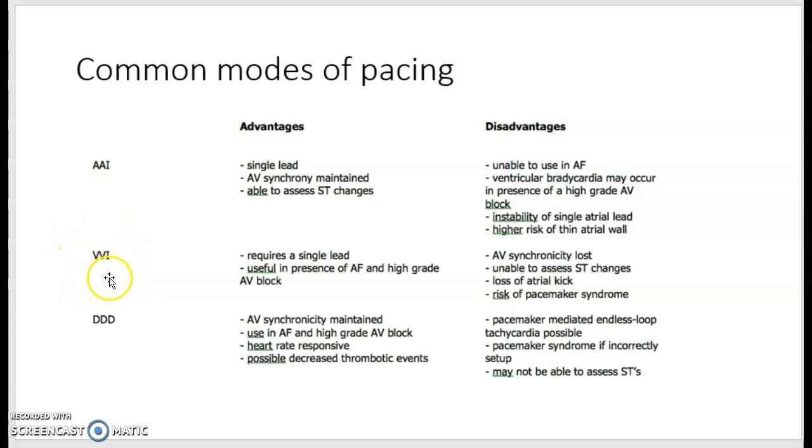VVI. This is a common mode that we used to use in all of our pacemakers before we developed dual chamber pacemakers, but now we use it with a chronic atrial fibrillation patient that is never going to need an atrial lead. They don't need the second piece of hardware in there. Less hardware in the body is better for the body.